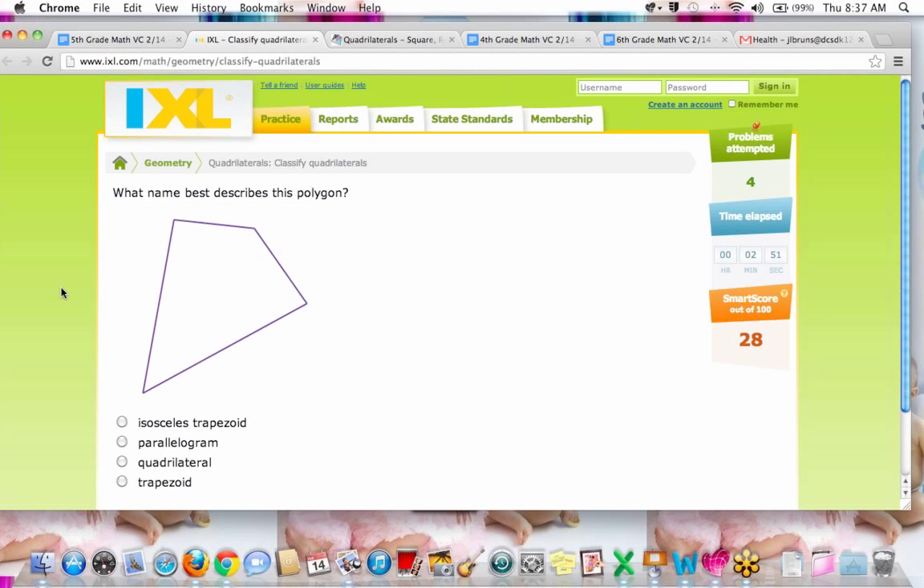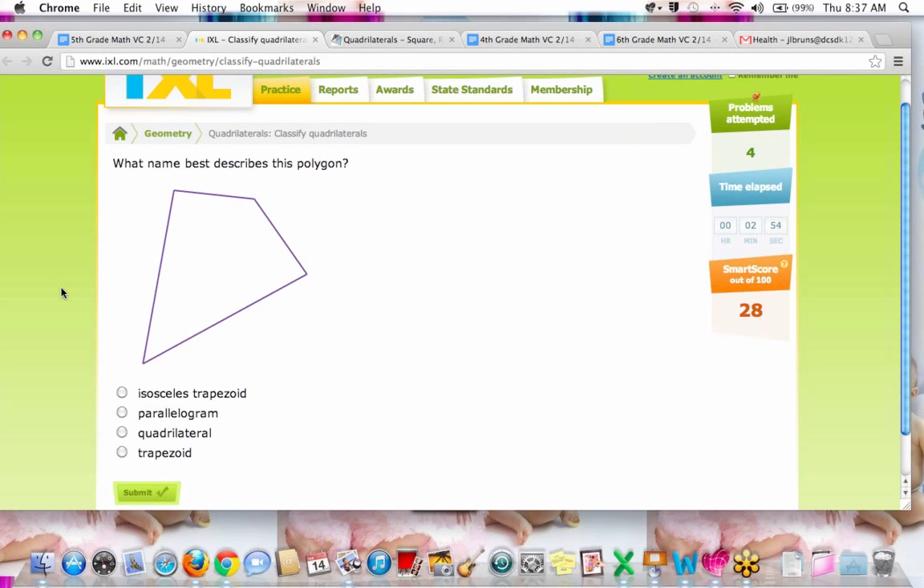I don't think you guys have even gotten into isosceles trapezoids, but that's okay. Isosceles, does anybody know what that word means? It can also apply to different triangles. Isosceles means, okay, go ahead, Nicholas. It means there are two lines that are the same length.